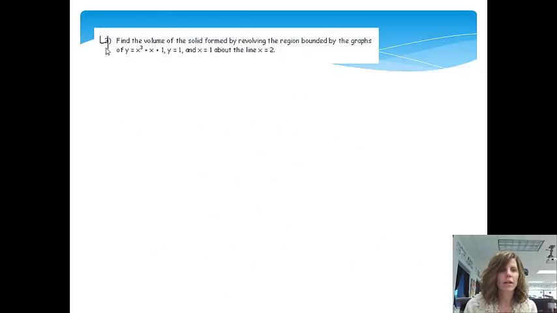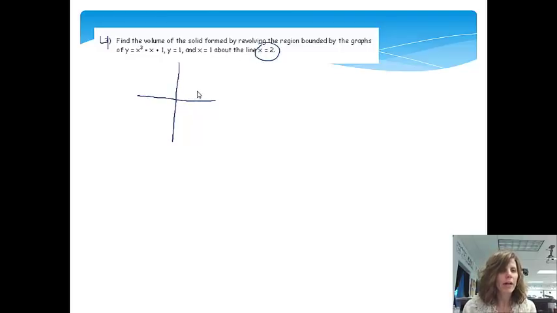All right, example 4. Find the volume of the solid formed by revolving the region bounded by the graphs of y equals x cubed plus x plus 1, y equals 1, and x equals 1 about the line x equals 2. Notice I changed it up on you. Let's see how that's going to change my answer.